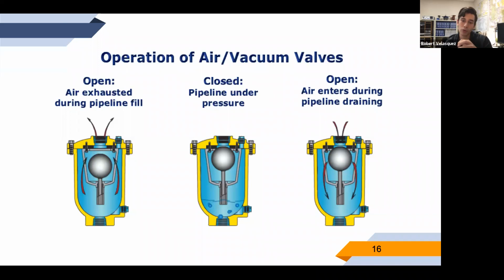That ball will only open if the force of gravity and air pressure pushing down on it are stronger than the pressure in the pipeline system, and that usually means a vacuum. So if you have some type of vacuum condition, then that ball will drop and it'll let air in and keep negative pressures from developing.